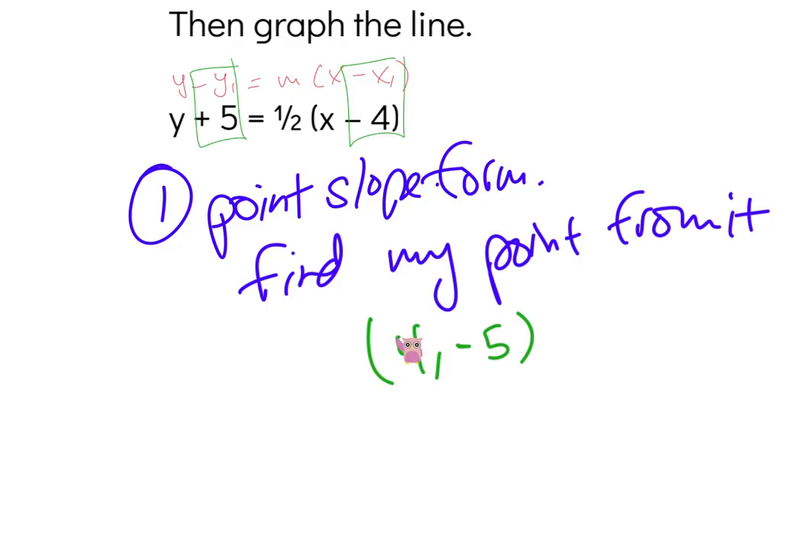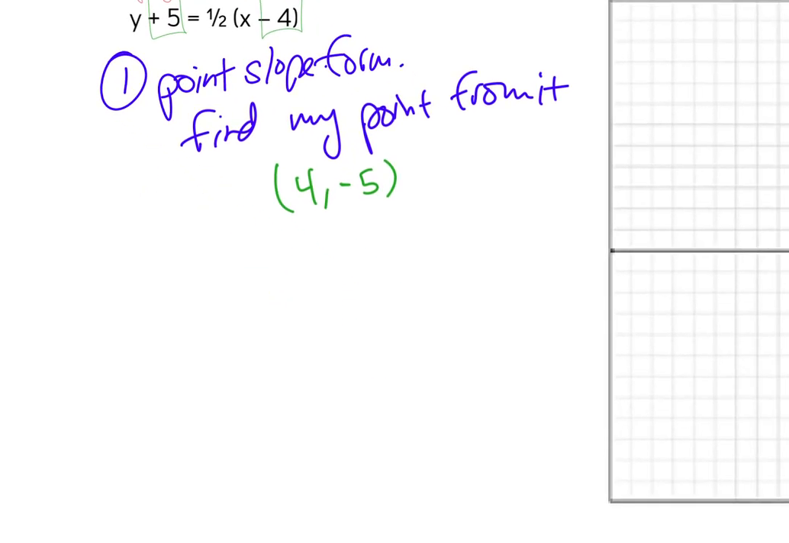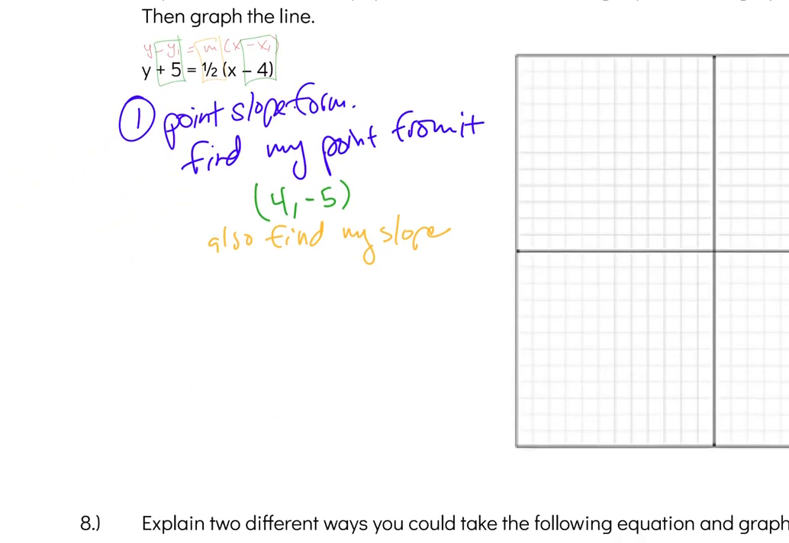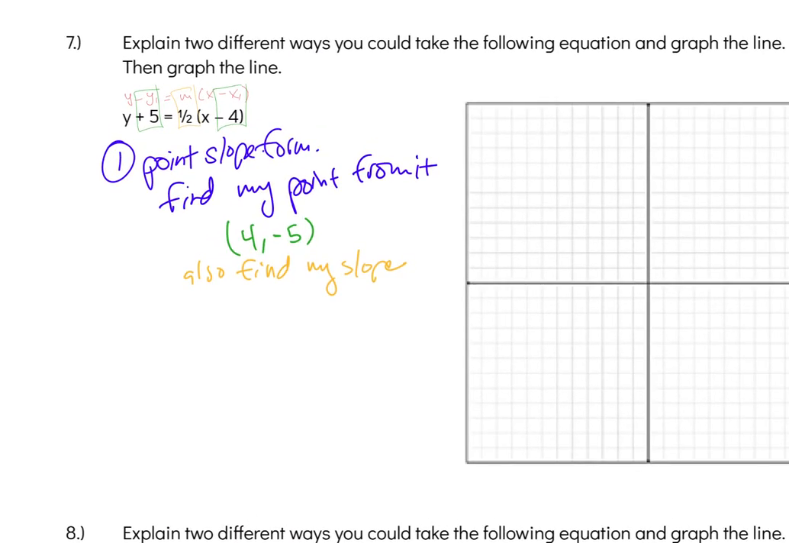Not sure why it's negative and positive the way it is. This is a positive 4. If you were to place a positive 4 right here, a negative x, well, it would stay negative, right? If you were to take this negative 5 and place it right here, a negative 5 would be a positive 5. So that's the first step of this. And then also find my slope, which is right here. And then you just graph it from there. Like, I'm not going to explain, now you graph it.